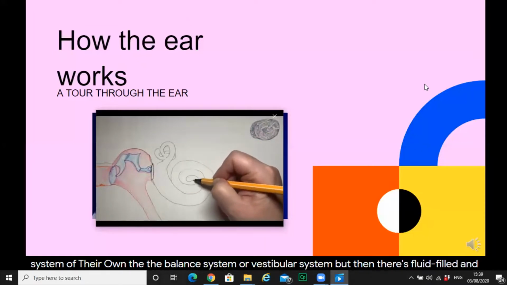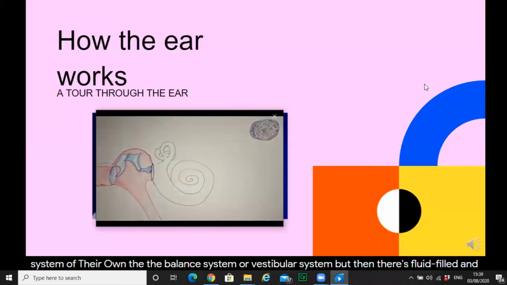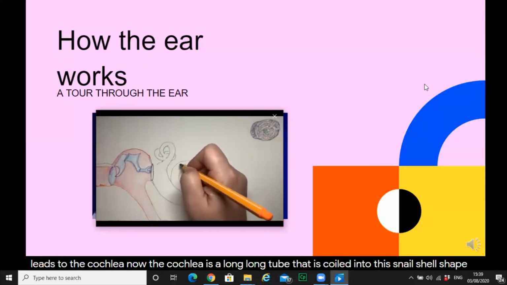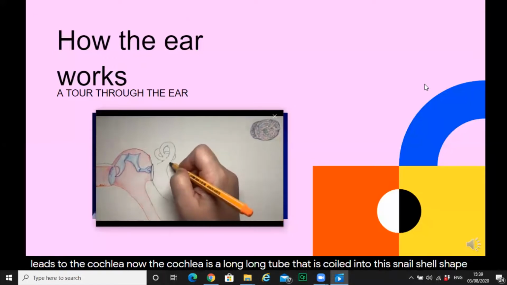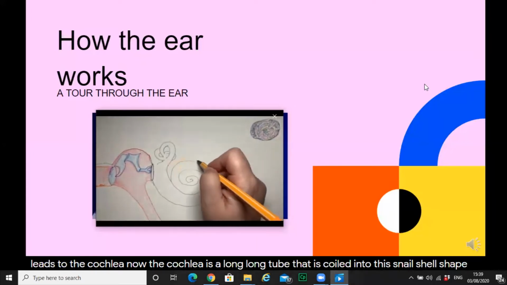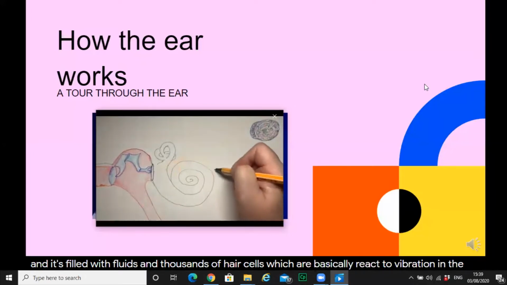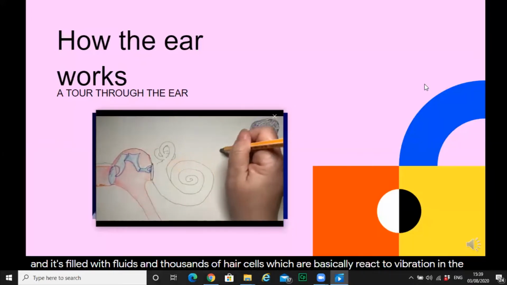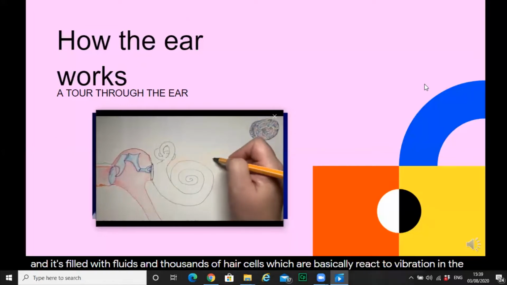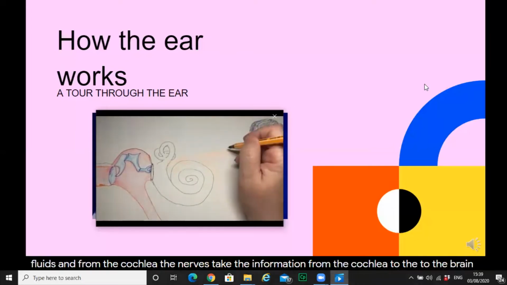Now, the cochlea is basically a long tube that is coiled into this snail shell shape, and it's filled with fluids and thousands of hair cells, which basically react to vibration in the fluid. And from the cochlea, the nerves take the information to the brain, where the most important part of hearing happens, the processing of sounds.